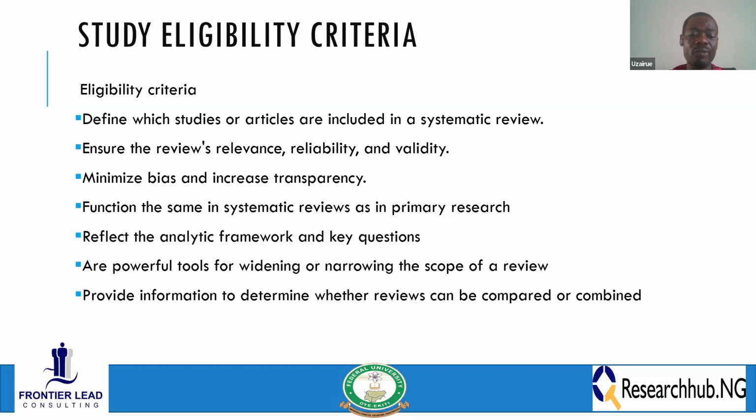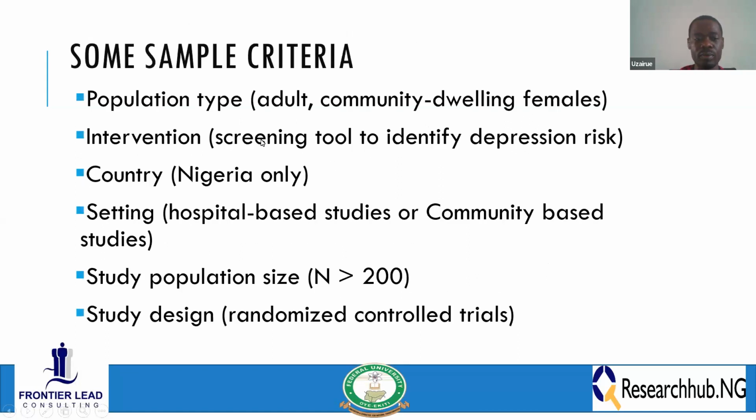So it also provides information to determine whether reviews can be combined or compared. Now, if the outcomes you are seeing are not homogeneous, then based on your eligibility criteria, it's not possible for you to do a quantitative analysis, which is the meta-analysis. But if they are homogeneous enough, then you'll be looking at doing the statistical aspect of the work, which is the meta-analysis.